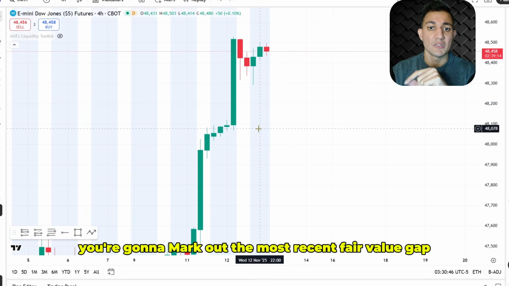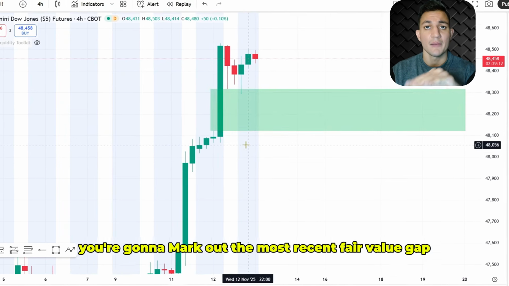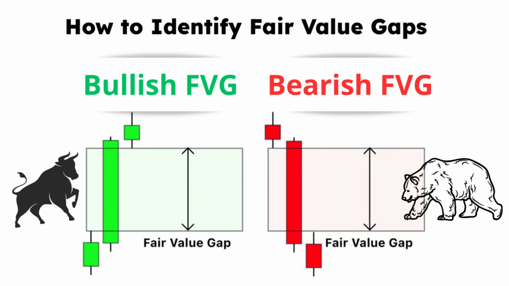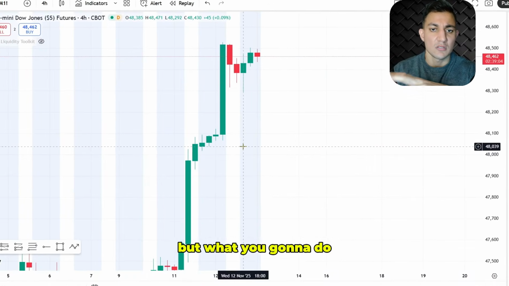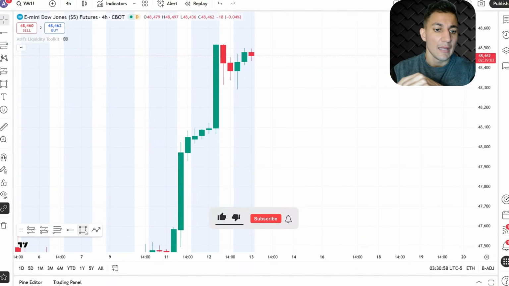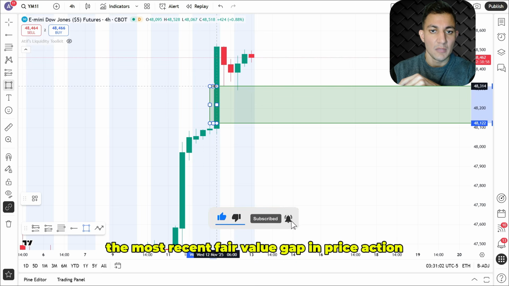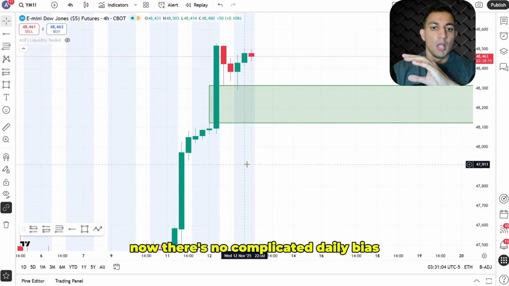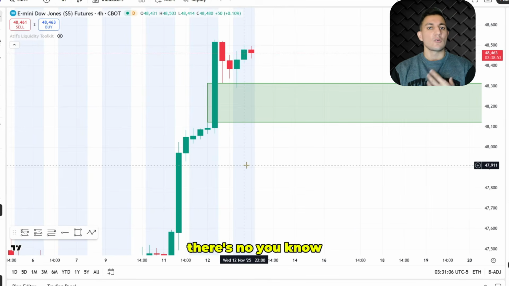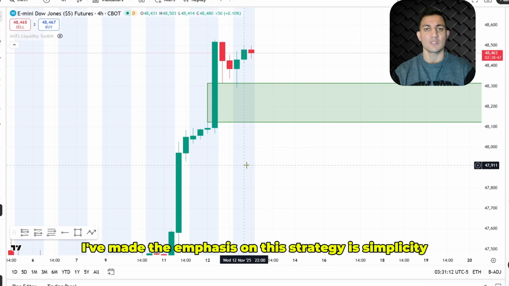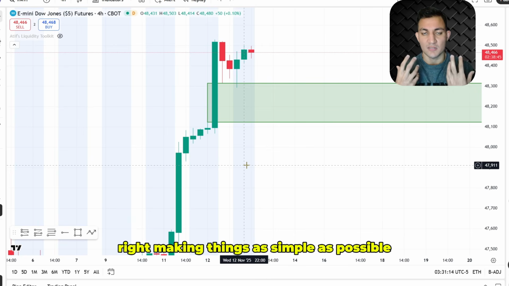But what you're going to do is mark out the most recent fair value gap in price action. Now, if you don't know what that is, go look at this nice picture on screen that I've made for you. It's a very simple pattern that forms in price action. The only thing we really need to do on the 4-hour chart is mark out the most recent fair value gap. Now, there's no complicated daily bias, no weird top-down analysis. That would obviously add to the win rate, but for this strategy, the emphasis is simplicity, making things as simple as possible.